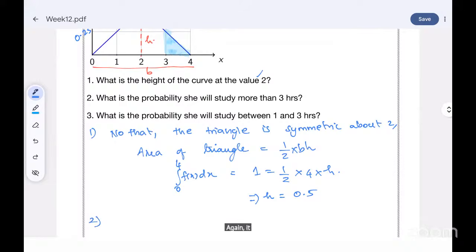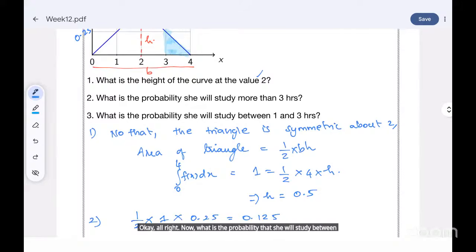Again, it is 0.125, one into 0.25. It is again a right angle triangle. So base is 1, height is 0.25. So here again, half base is 1, height is 0.25, so 0.125. Okay. All right. Now, what is the probability that she will study between 1 and 3 hours?